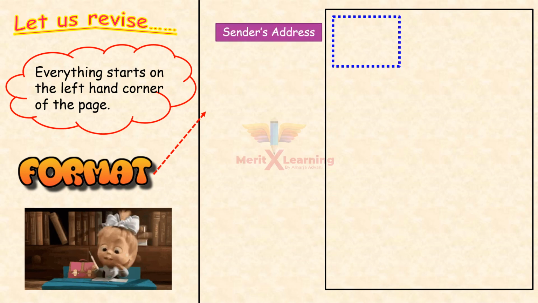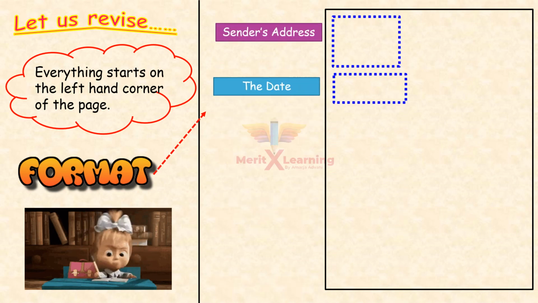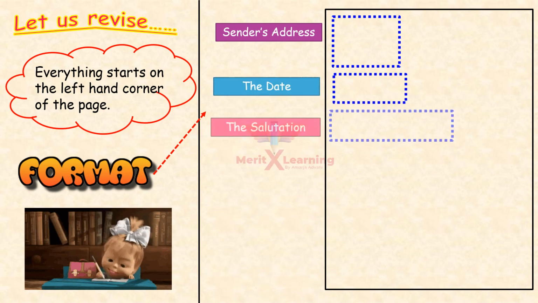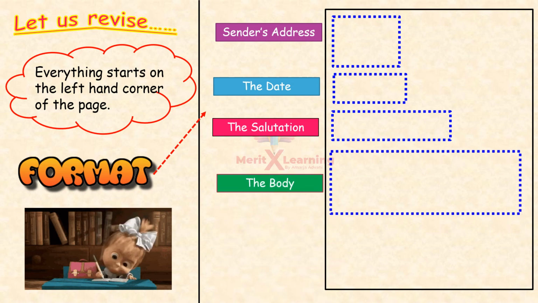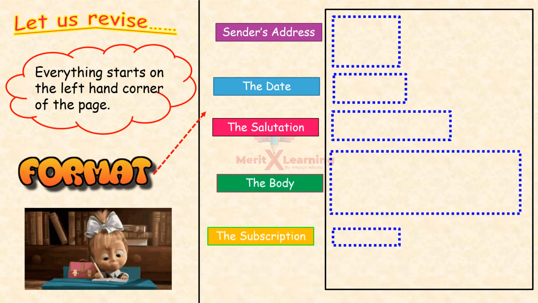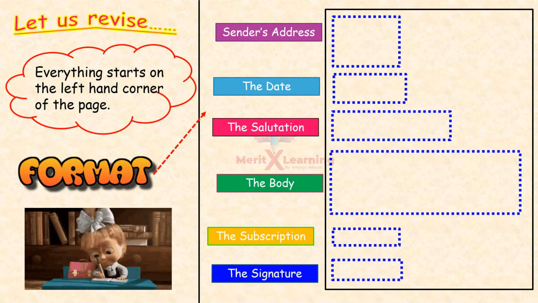First comes the sender's address, then comes the date below the sender's address, then comes the salutation below the date, then comes the body of the letter below the salutation. It is written in 2 paragraphs. Then comes the subscription below the body of the letter, and the last is the signature, the name of the person who is writing the letter.